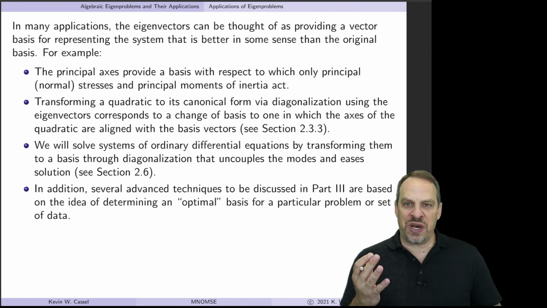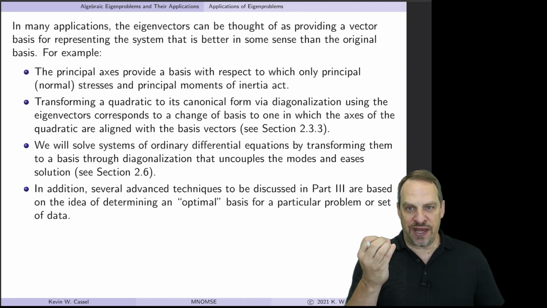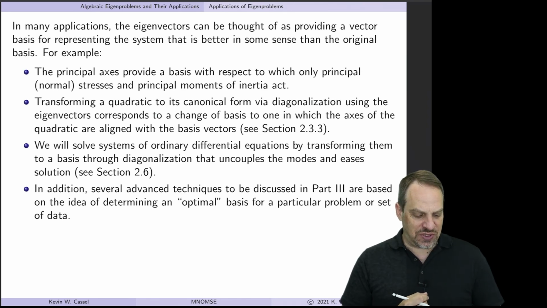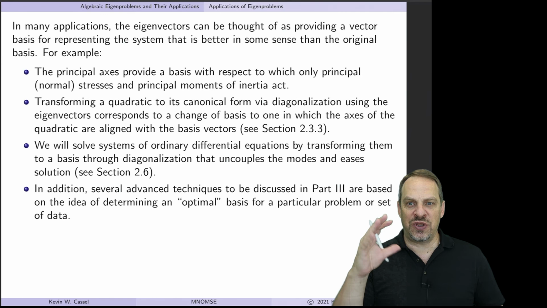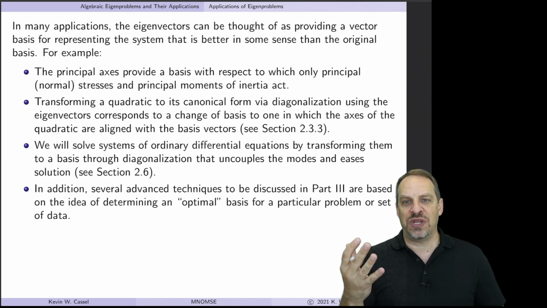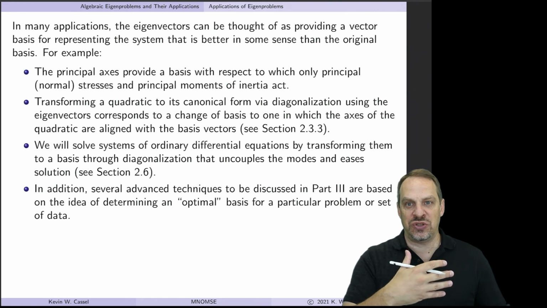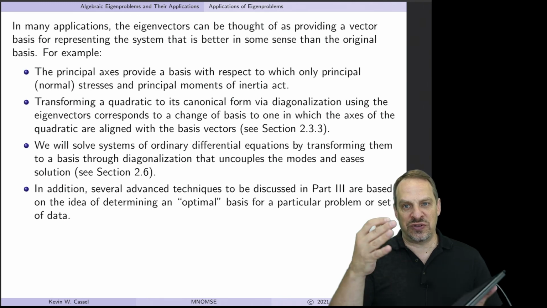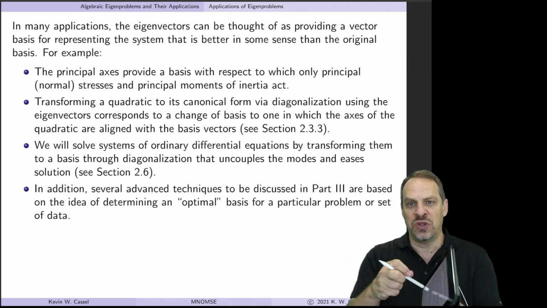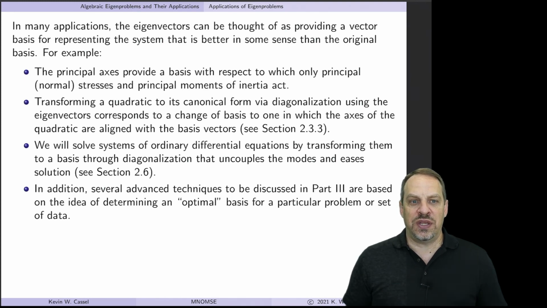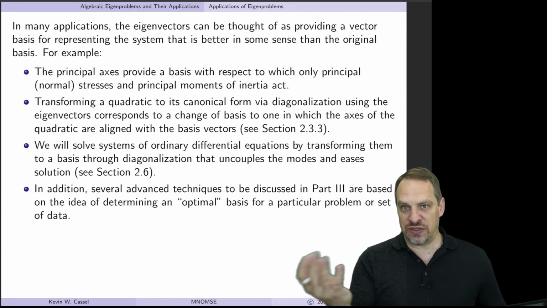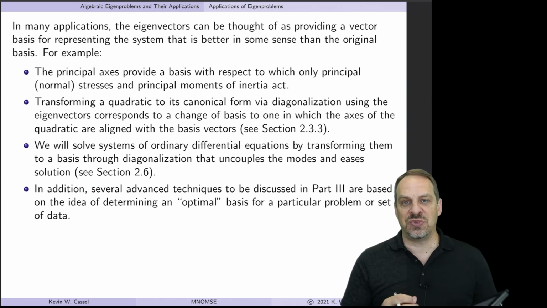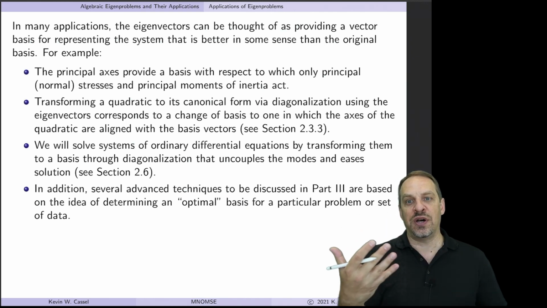What you'll notice about some of the things I've said is that they hint at some common features across these applications. One of those is that the eigenvectors in some way provide a transformation. In the case of our geometric example, it's a transformation that only stretches the vectors. In the context of principal stresses and principal axes, it's a transformation with respect to which we only have normal stresses and no shear stresses. In some of these other applications, such as the system of linear ODEs, we're changing the coordinate system, transforming the system such that the equations are all uncoupled.